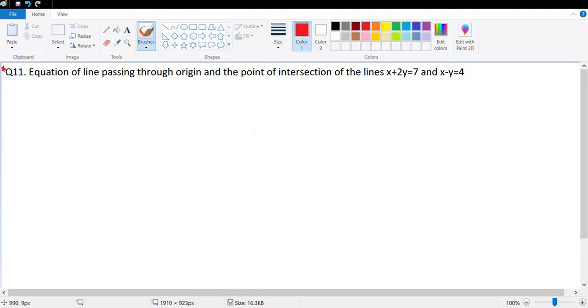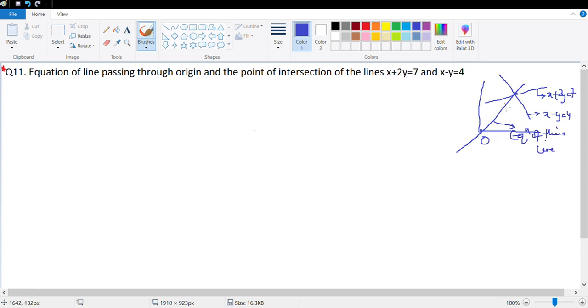Let me just draw a rough diagram to figure out what they are talking about. So let's say this is my origin. This line that we need to find the equation of passes through the origin. Perfect. And it also passes through the intersection of these two lines, which means let this point be the intersection of these two lines. Let's say this line is x plus 2y is equal to 7, and let's say this line is x minus y is equal to 4. So I need to know the equation of this line. This is just a visual representation of what we need to figure out.